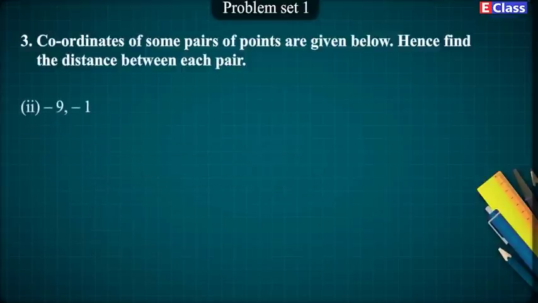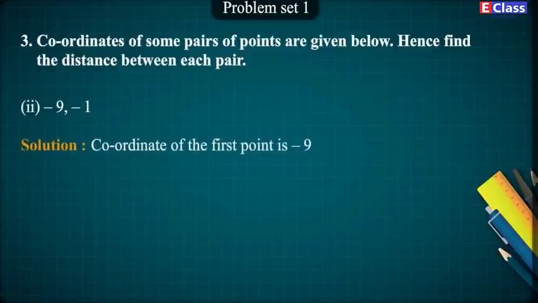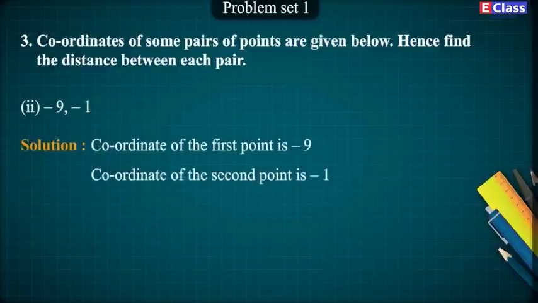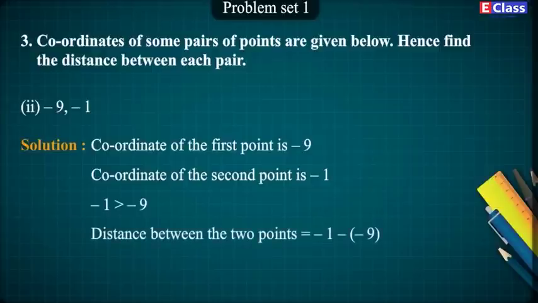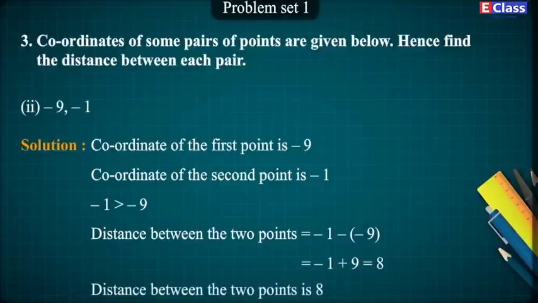2. Minus 9, minus 1. Solution. Coordinate of the first point is minus 9. Coordinate of the second point is minus 1. Minus 1 is greater than minus 9. Distance between the 2 points is equal to minus 1 minus (minus 9), which is equal to minus 1 plus 9, which is equal to 8. Distance between the 2 points is 8.